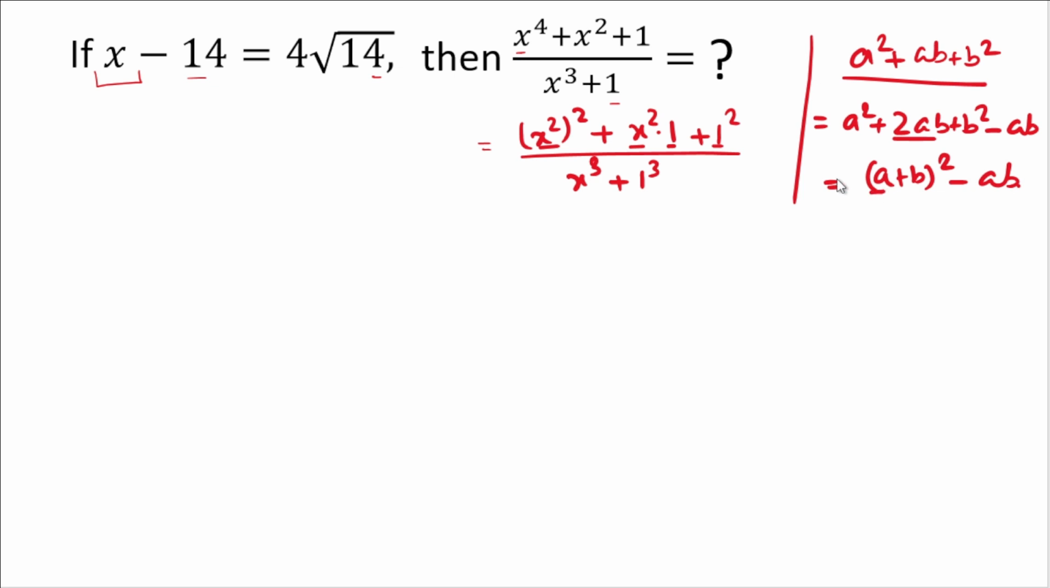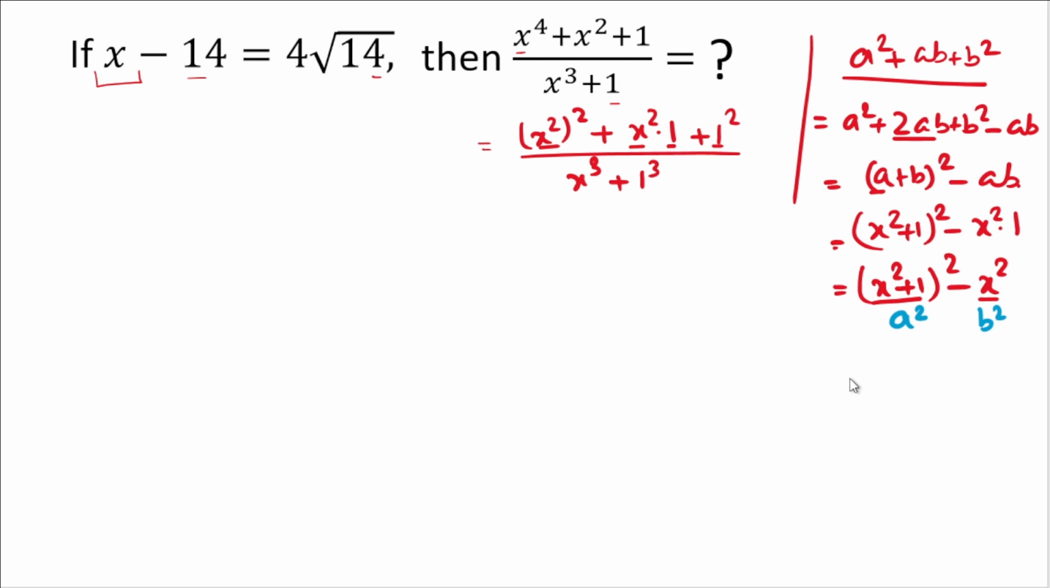Now in place of a we'll write x^2 and b is 1. So we'll put the values: (x^2 plus 1) whole square minus ab, where a means x^2 and b is 1, so minus x^2. Simplifying, it is (x^2 plus 1)^2 minus x^2. Again it is in the form of a^2 minus b^2. We let x^2 plus 1 be a, so it is a^2, and b will be x, so it is b^2.